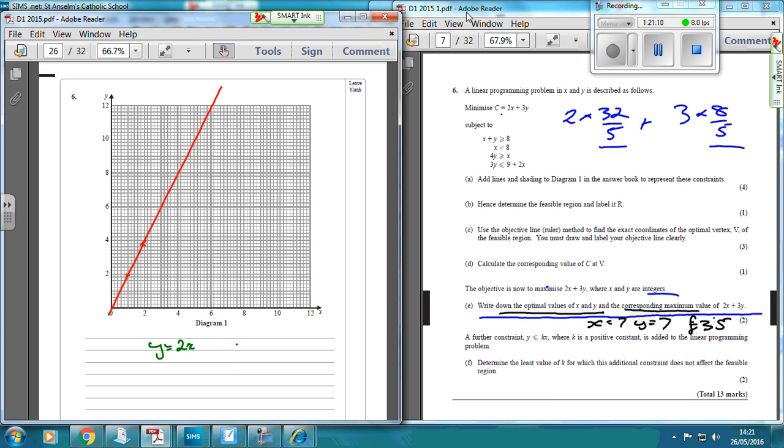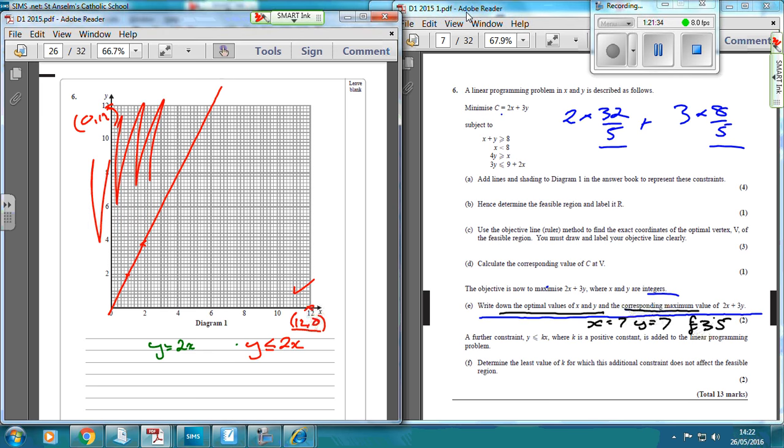So if we're looking at y has got to be less than or equal to 2x, we take points on either side. So that's going to be 12, 0 and 0, 12. If we've got y less than 2x, we want this side here because 2 lots of 12 is greater than 0. So we want this side, and we don't want this side.